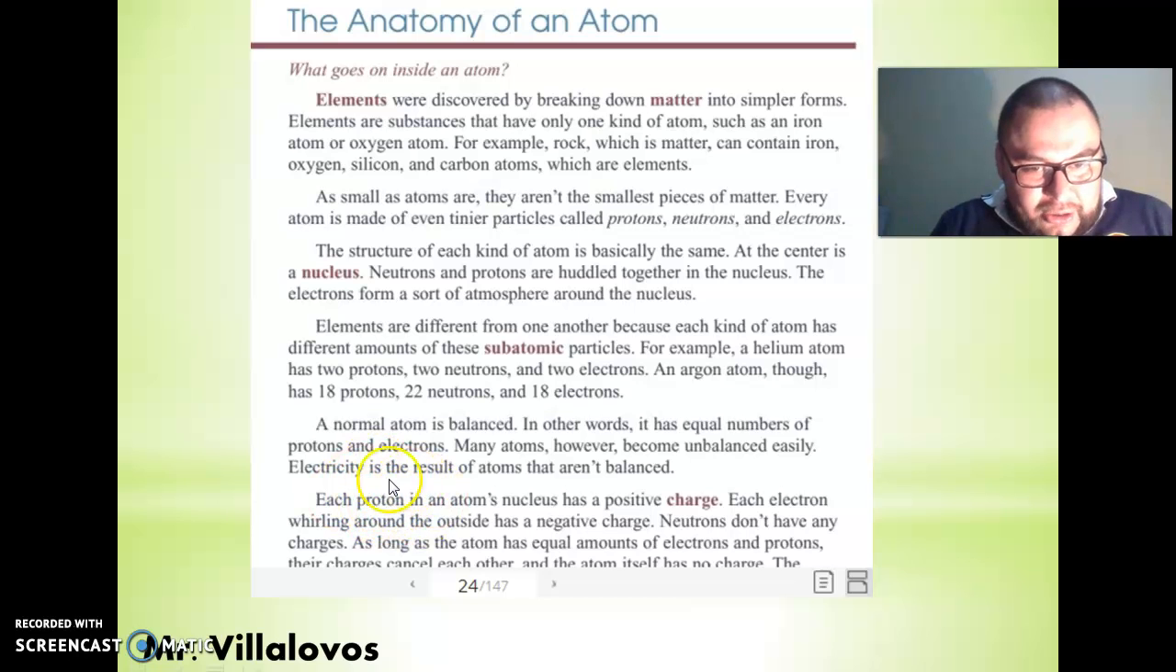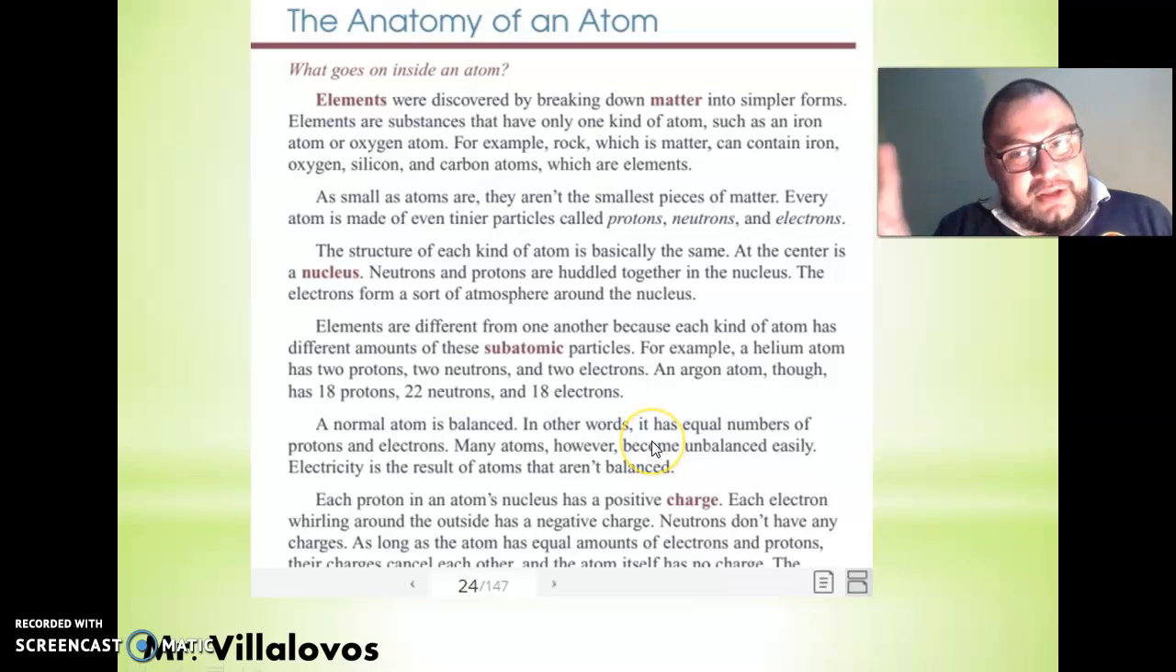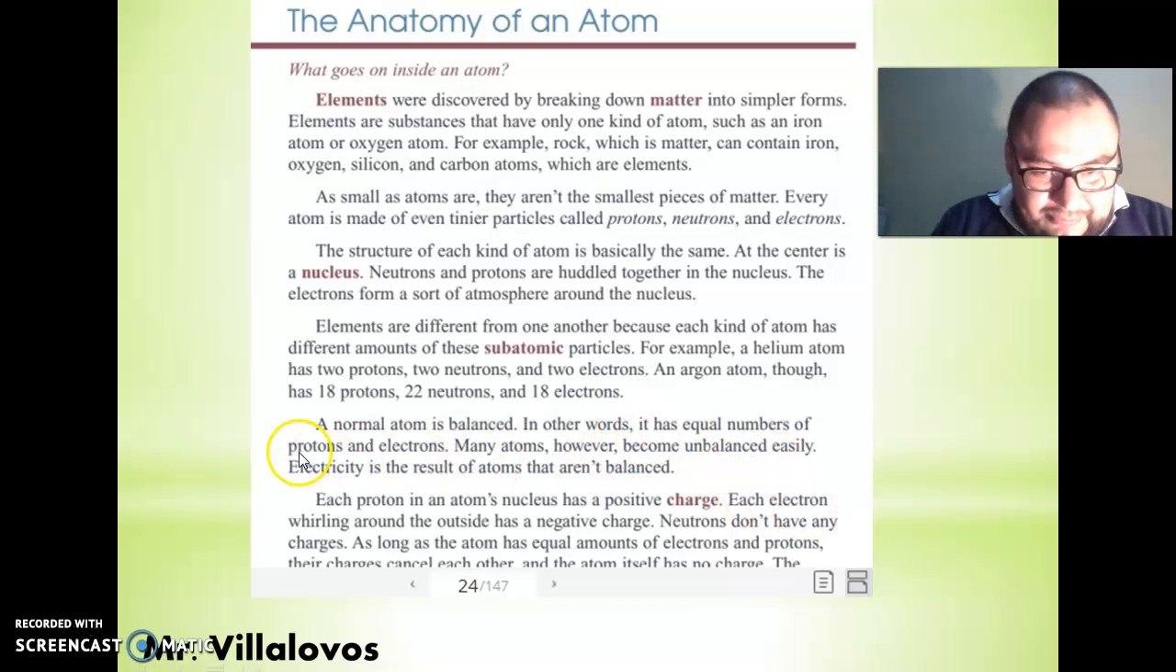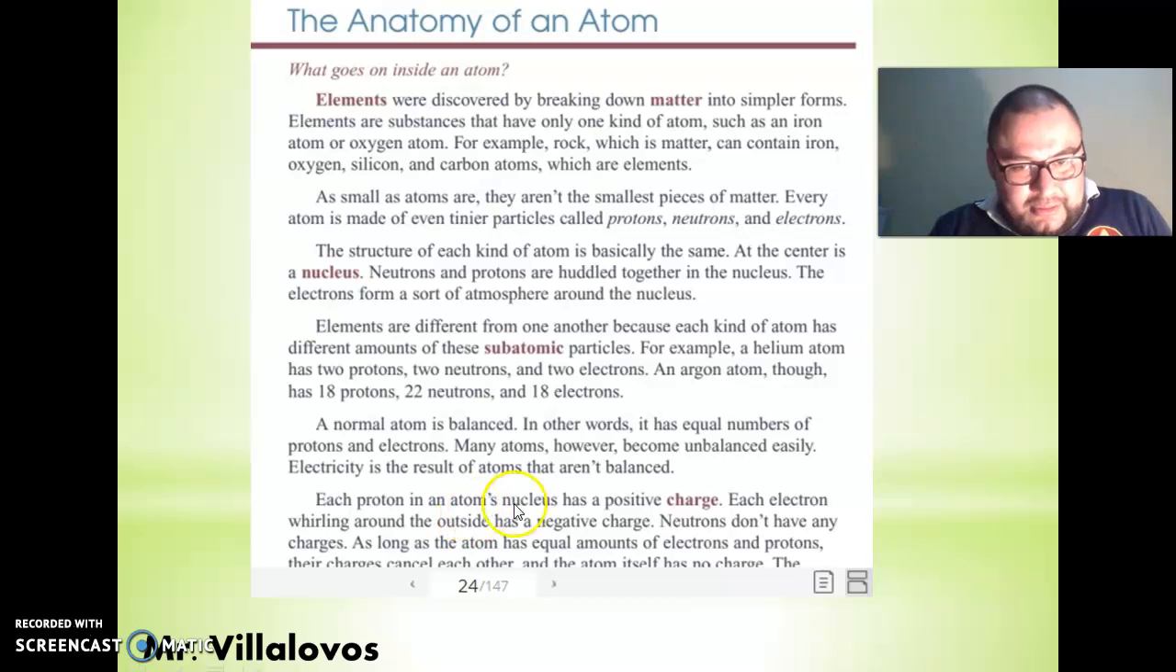The proton has a positive charge when we are talking about electricity. An electron has the negative charge. Pay attention. Proton positive, electron negative. And the neutron is neutral. Neutral, no positive, no negative, the neutron.